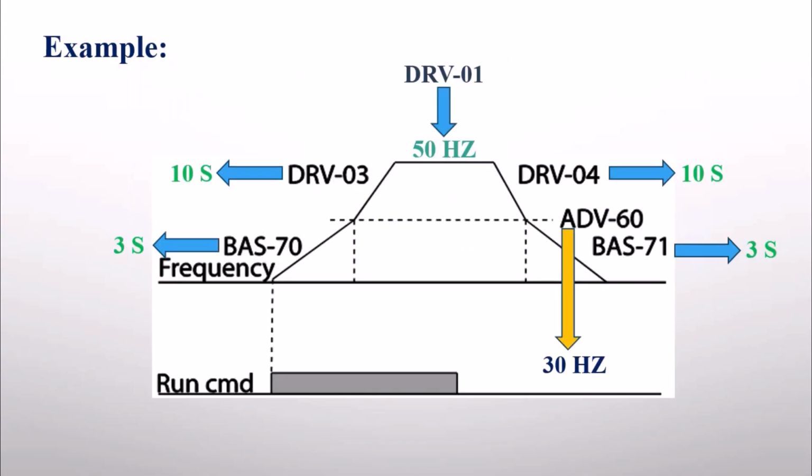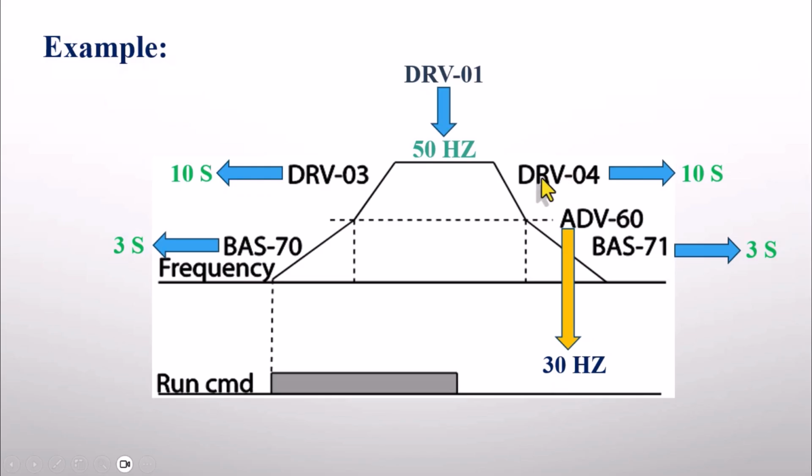In this instructional video, the example we want to do together is to set Base 70 to 3 seconds. Advanced 60, the frequency value from which my ACC value is supposed to change, we want to set to 30 Hz. So for 3 seconds the ACC value goes up to the second time, 10 seconds. Command frequency, we want to set to 50 Hz in DRV01, through the keypad.